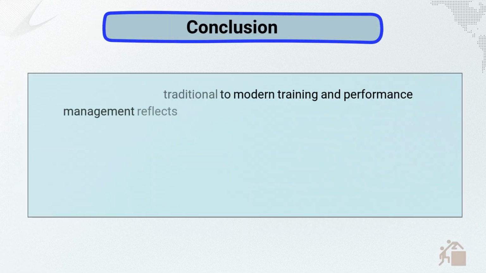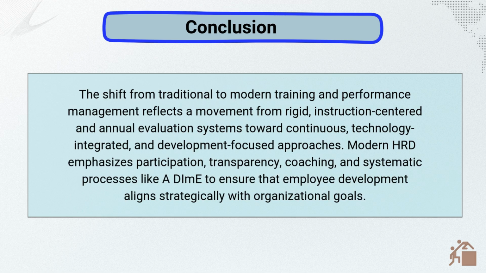If we observe carefully, the shift from traditional to modern HR systems reflects a broader transformation. From control to collaboration, from event based evaluation to continuous development, from instruction based learning to learner centric engagement. Modern HR is not about managing employees, it is about developing human capital strategically. And that is the essence of contemporary HRD.